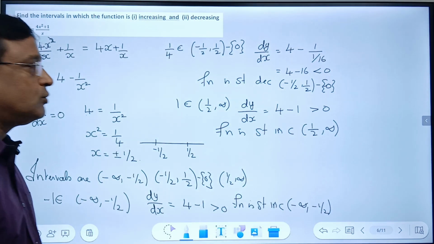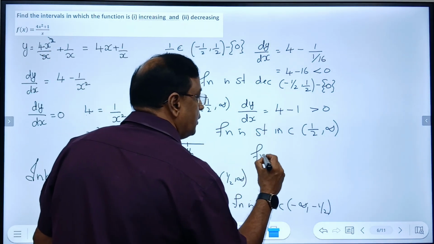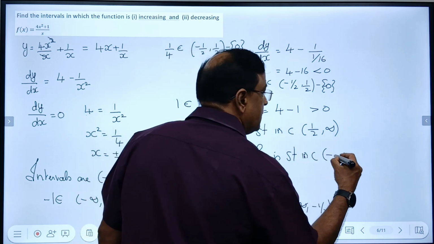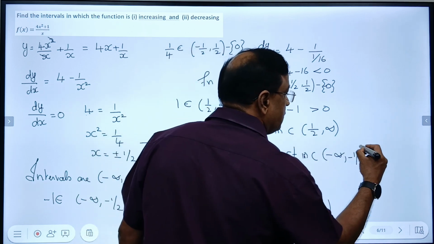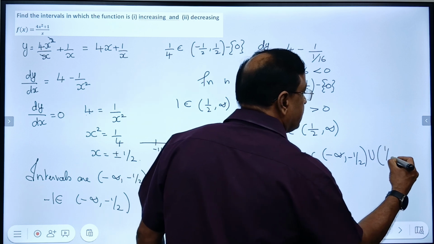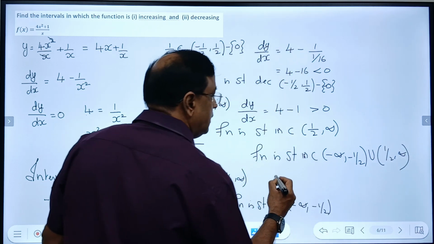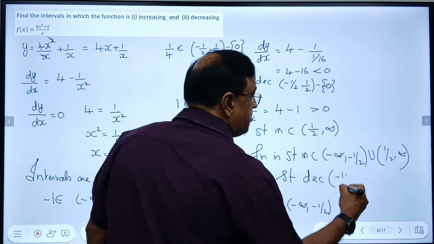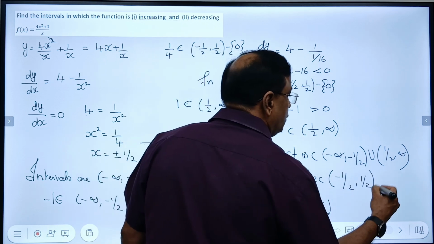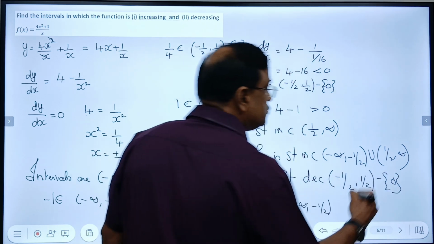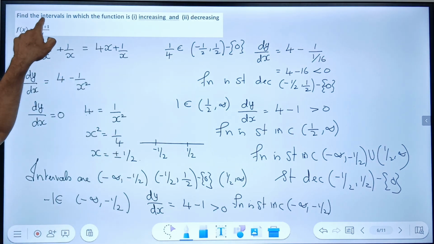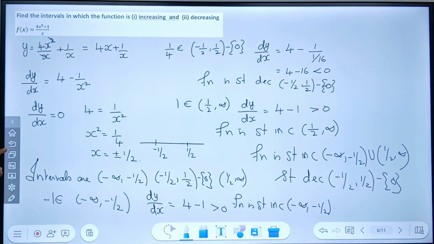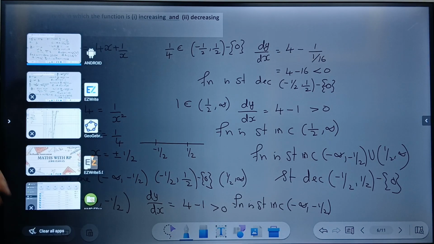So what will be my conclusion? My conclusion will be the function is strictly increasing. Where it is strictly increasing? Minus infinity comma minus half union half comma infinity. And the function is strictly decreasing. Where it is strictly decreasing? Minus half comma half. You have to remove 0. Why do I remove 0? Because the function is not defined at 0. Okay. So let's have a look at it, how it looks graphically.